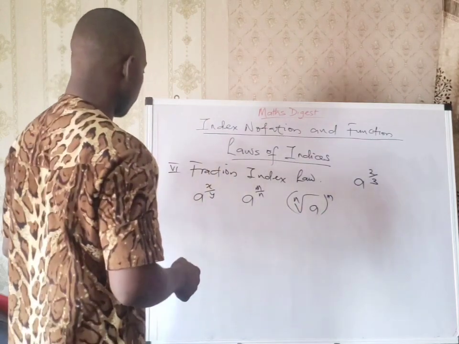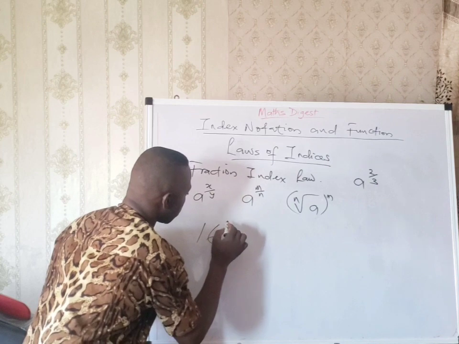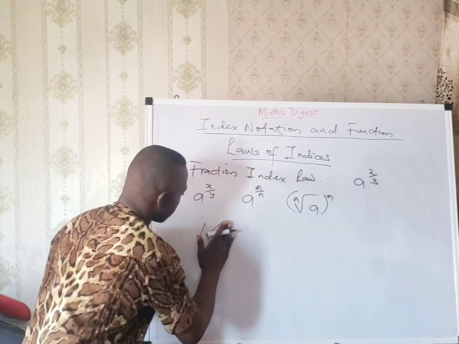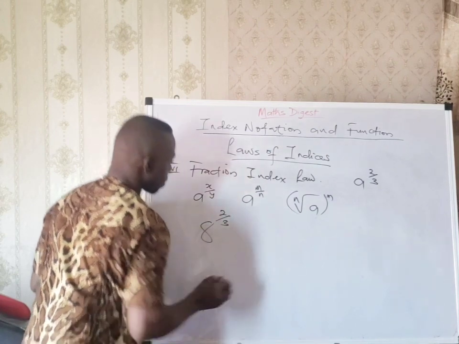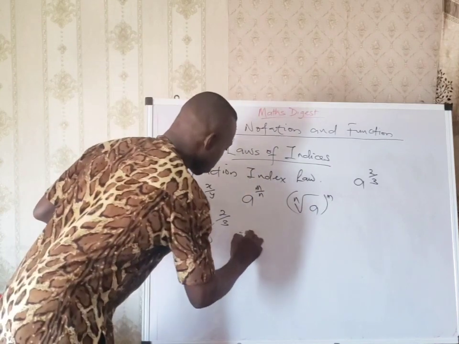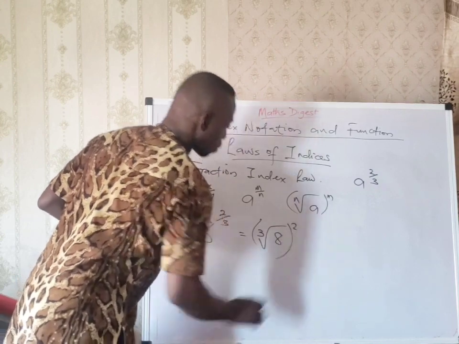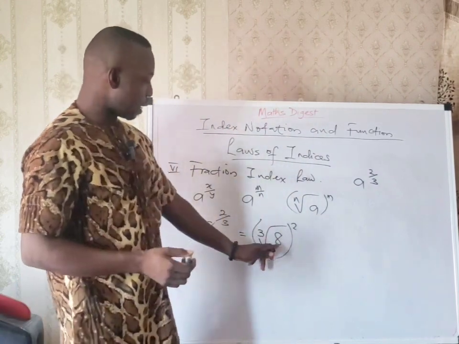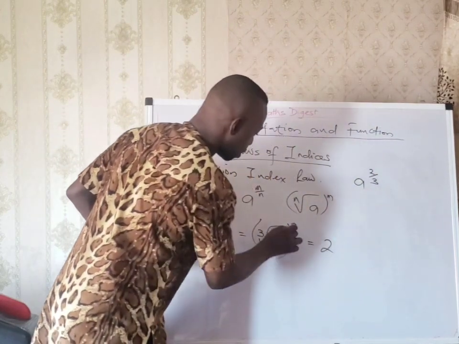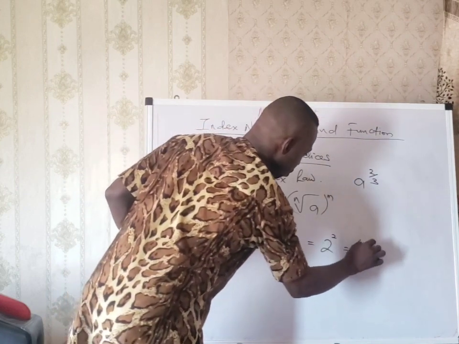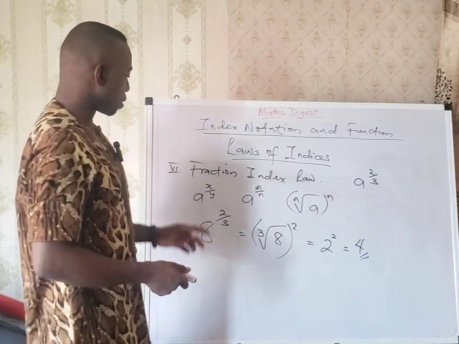Now, if you have, for instance, 8 raised to power 2 over 3, what this will give you is that you simply say the cube root of 8 raised to power 2. So when you take the cube root of 8, you arrive at 2. Now that 2 raised to power 2 will give you 4. So that is what we mean by fraction index law.